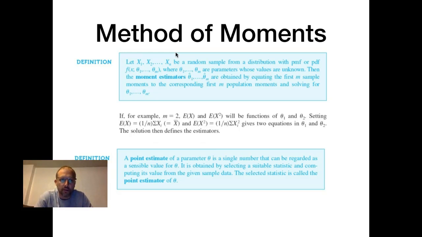Really what we're trying to do is use a point estimate of a parameter theta, and that's just going to be a single number as a sensible value for theta. And then I'm going to work through an example next to make more sense of what this theta actually is.